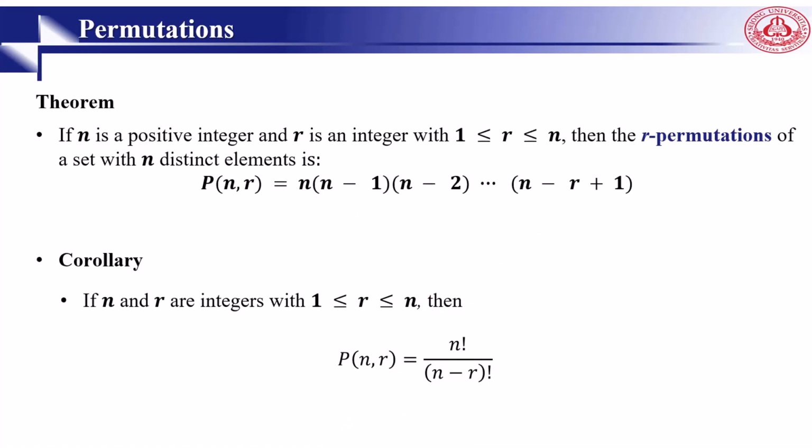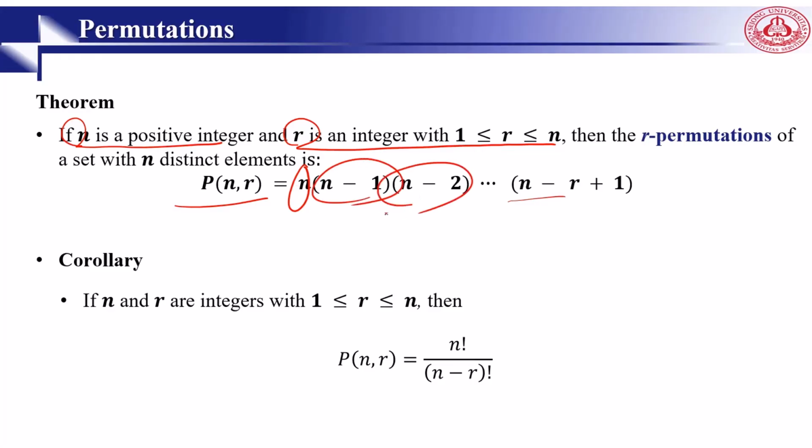If n is a positive integer and r is an integer between 1 and n, then the r-permutations of a set with n distinct elements is P(n, r) = n × (n − 1) × (n − 2) × ... × (n − r + 1). So how do you prove this? Using the product rule, the first element can be selected in n ways. Because one is already selected, the next one can be selected in n − 1 ways. Two selected, the next one in n − 2 ways. The third one, because three are already selected out of what we have, n − 3. And in this way, we can go ahead.